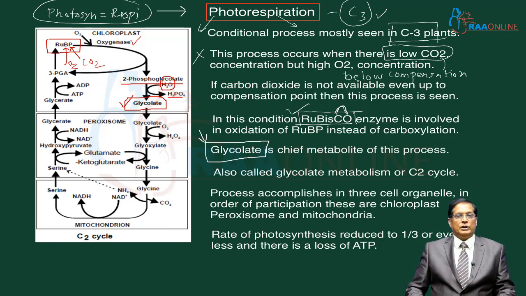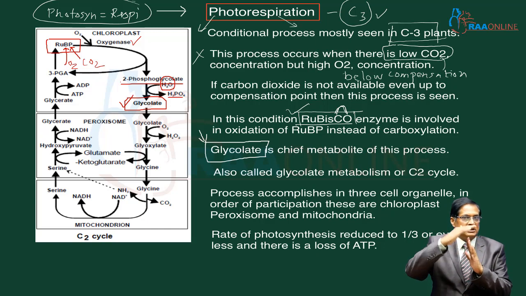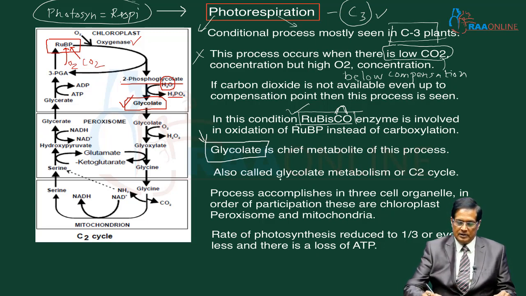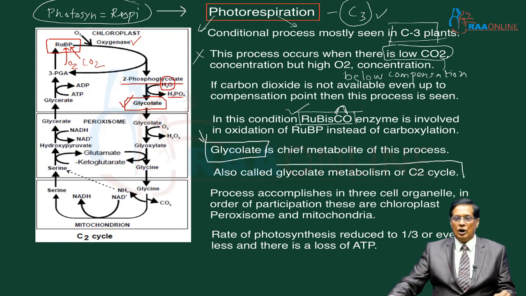Why metabolite? Because it is formed in this process as well as consumed. Glycolic acid is formed in this process as well as consumed or undergoes catabolism also. Formation and catabolism. That's why photorespiration is also known as glycolate metabolism or C2 cycle.